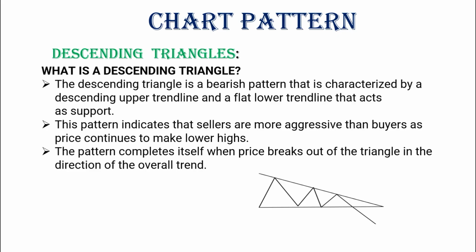What is a descending triangle? The descending triangle is a bearish pattern that is characterized by a descending upper trend line and a flat lower trend line that acts as the support. So the flat surface will act as a support. This trend line is a support and this is the upper trend line. The pattern indicates that sellers are more aggressive than the buyers as the price continues to make lower highs. The pattern completes itself when the price breaks out of the triangle in the direction of the overall trend. So this triangle pattern will complete when the price breaks the support level, and we can see a fall in the price.